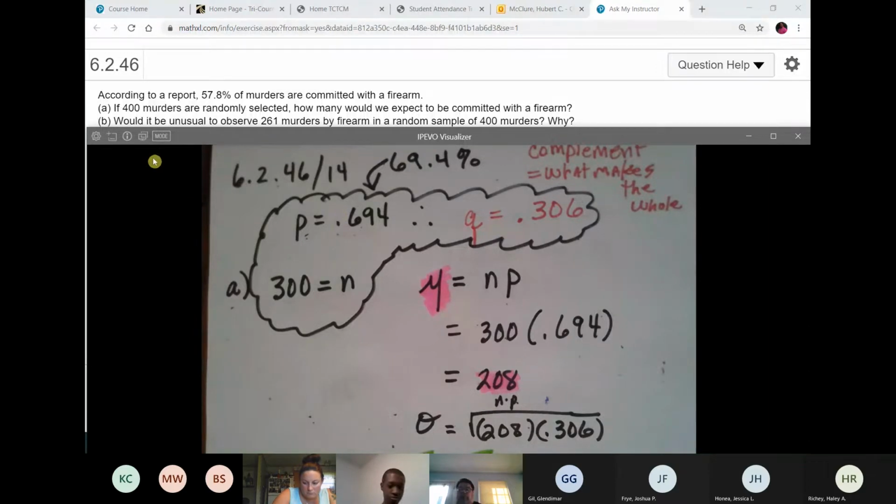Give y'all about a minute. I want y'all to at least get the standard deviation. And then we'll draw the curve together.